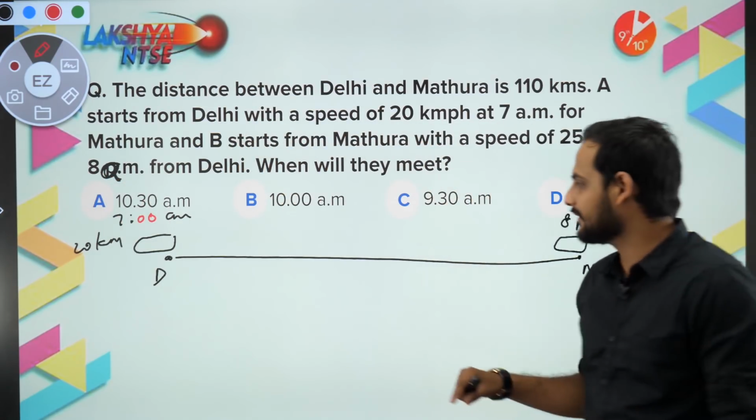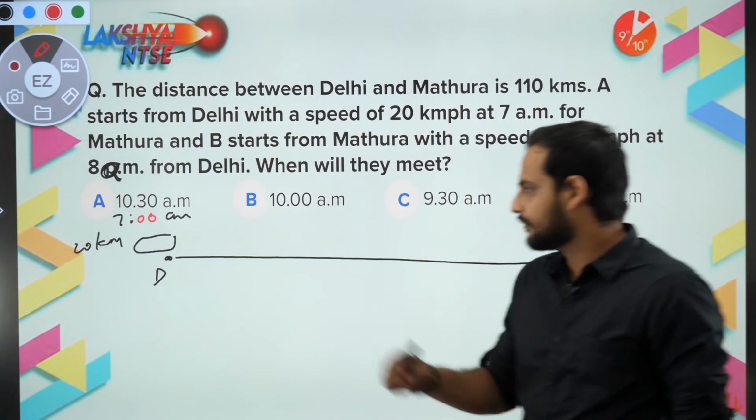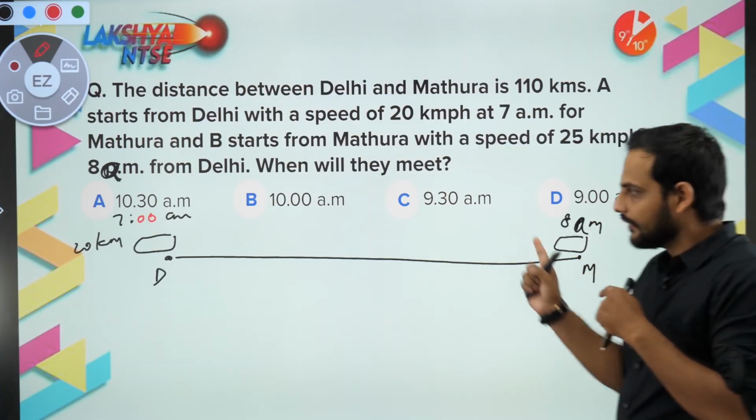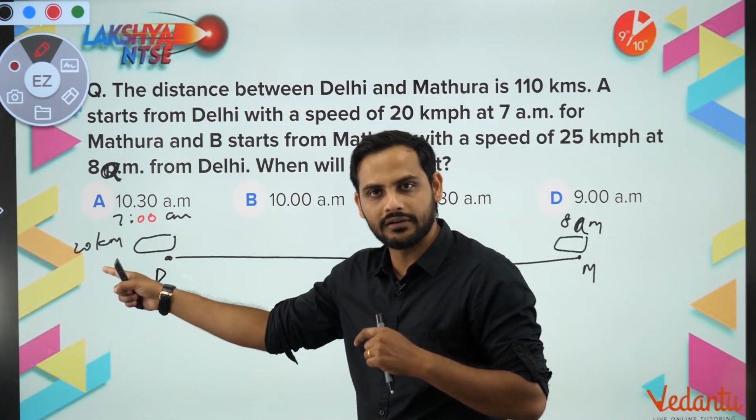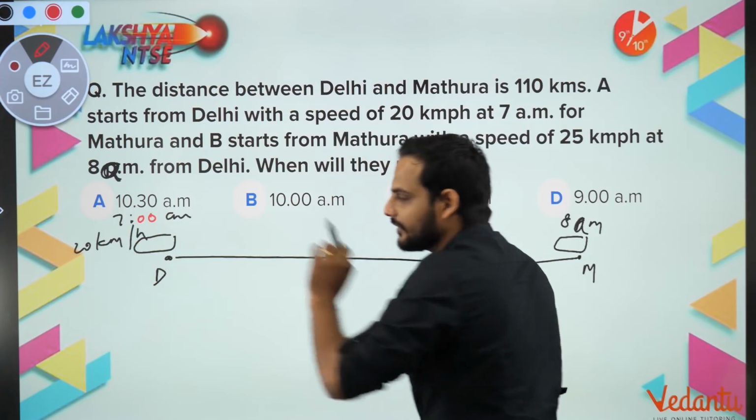Okay, this is the question typing mistake. It is AM. So that means 1 hour. This train is leaving 1 hour later. So after 1 hour, how much distance would it have covered? After 1 hour, it would have covered 20 km because it is moving at 20 km per hour.